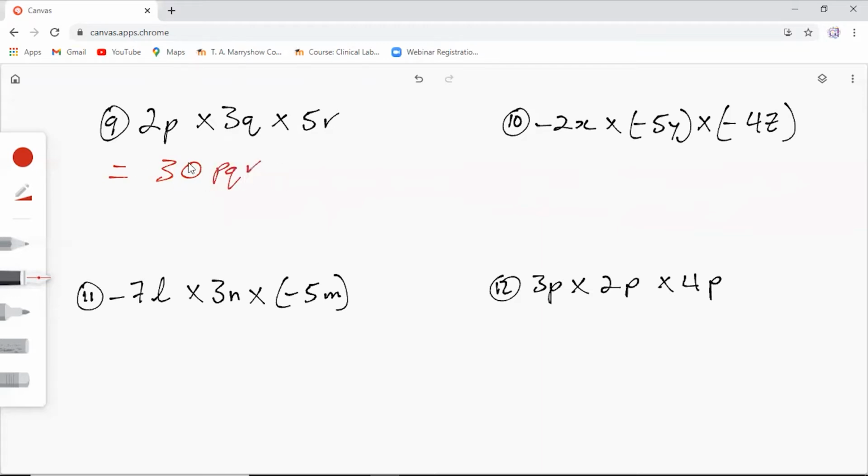So our answer is 30pqr. Okay, quite easily done.